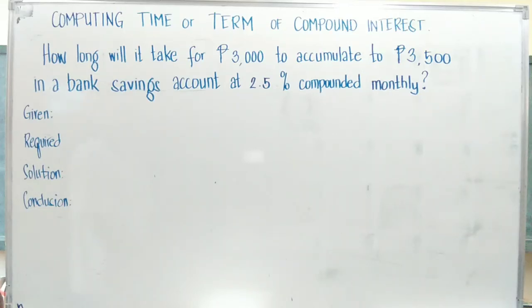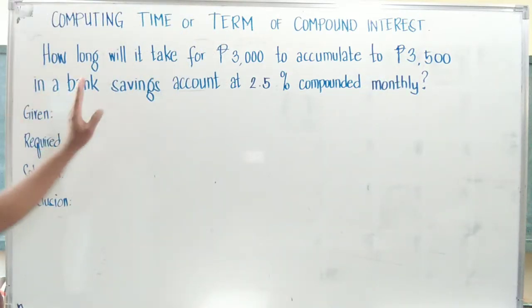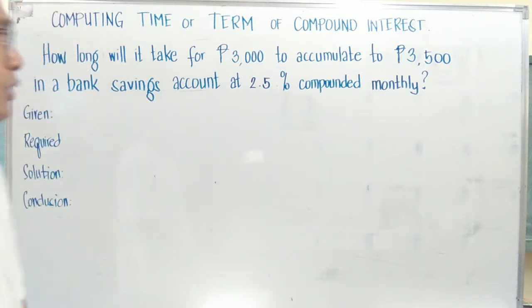So this time we will be learning how to compute the time or term of your compound interest. On the board we have a situation, or shall we say a problem, for us to solve. For example: how long will it take for 3,000 pesos to accumulate to 3,500 in a bank savings account at 2.5% compounded monthly?